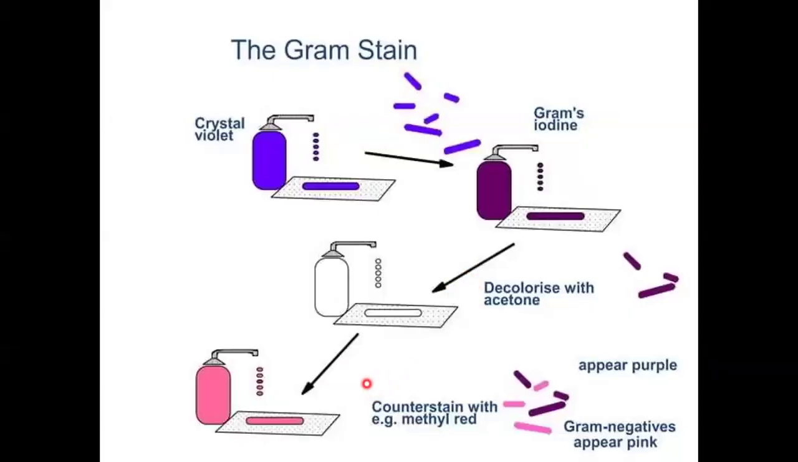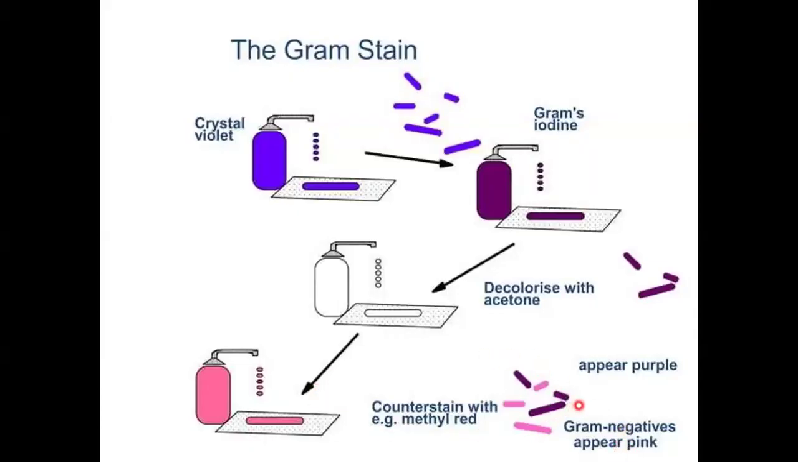And then we do counter staining. The counter stain is methyl red or safranin, okay? Sometimes you can use methyl red or safranin. We do that for 30 seconds. This is what makes the gram-negative bacteria appear pink, since their cell walls have been decolorized. So you put the counter stain, and that is what will make the gram-negative appear pink.